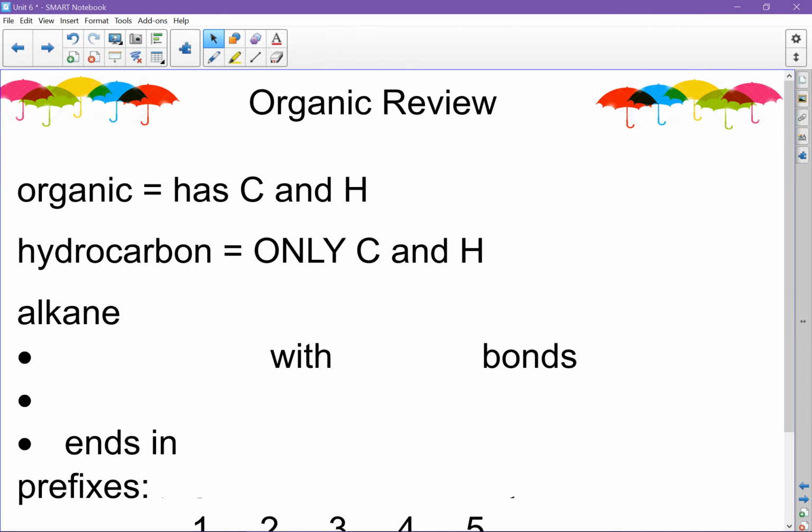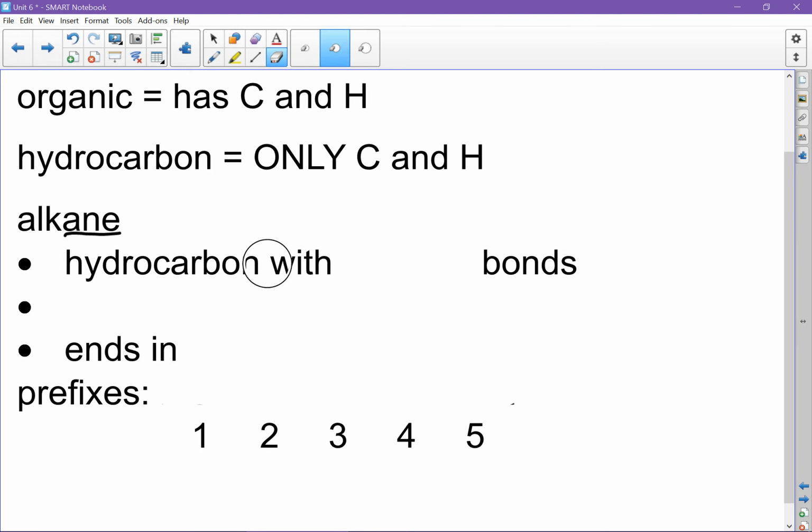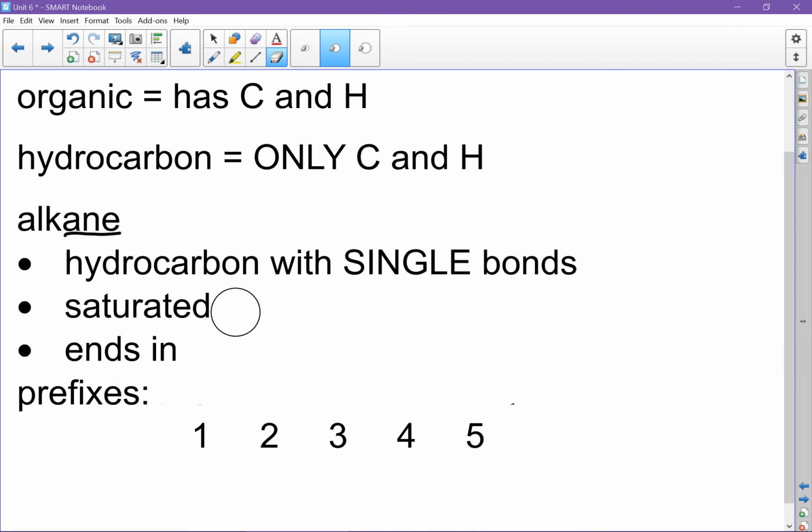The organic compounds that we know so far include alkanes. So remember, the ending of this matters, that it's ending in ane. So these compounds are hydrocarbons, but because it ends in ane, it only has single bonds. Okay? Because of those single bonds, that makes it saturated. The ending of any name that you give it will end in ane. Again, alkanes have to end in ane.